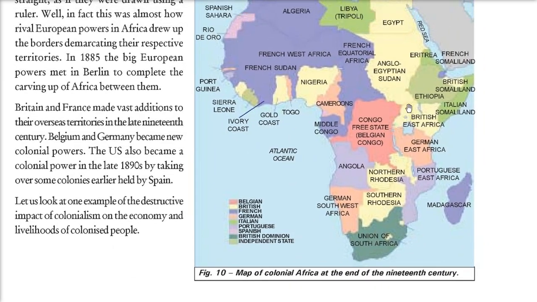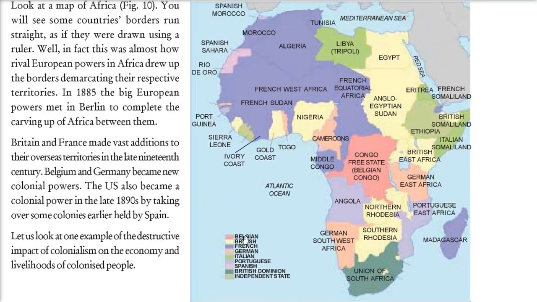Britain and France added to what they had. Now Belgium and Germany, see. This area is Belgian, this yellow area is British, and this is French. These areas are quite large. As far as France and Britain were concerned, they had a large area. After that, Belgium and Germany also came up. And then the United States came. It took the colonies from Spain in 1890. So it also became a colonial power.